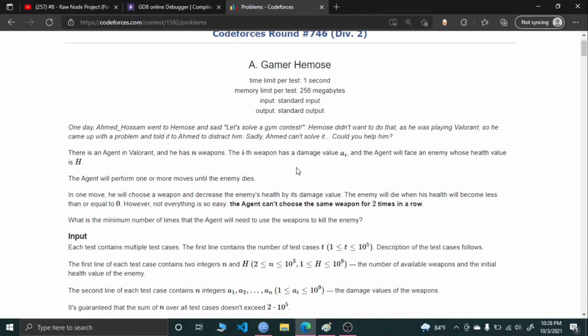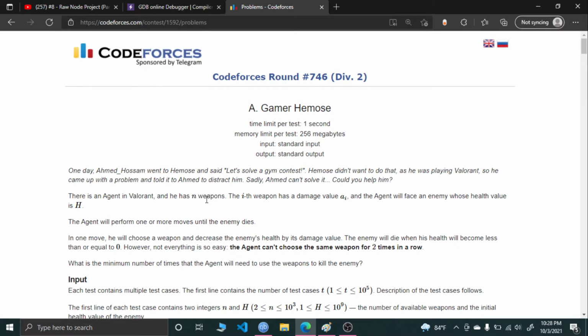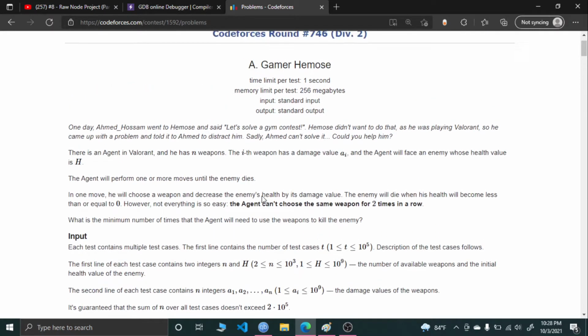The task is very simple. What you have to do is defeat the enemy, which means you have to decrease the enemy's health to less than or equal to 0, which means capital H should be less than or equal to 0. How will you do that? In one move you could use your weapon and deal damage to the enemy, and by doing that you will decrease the health, capital H, by Ai. If you use the ith weapon, then it will decrease that much strength from the enemy's health.